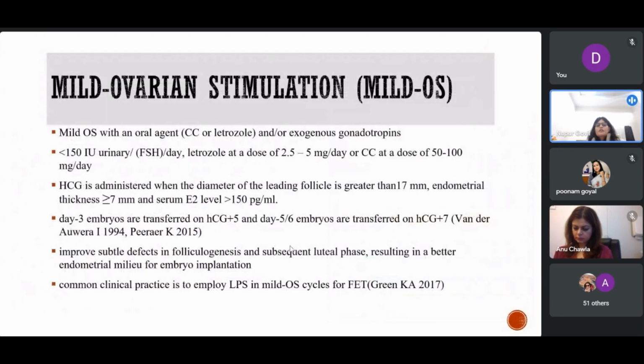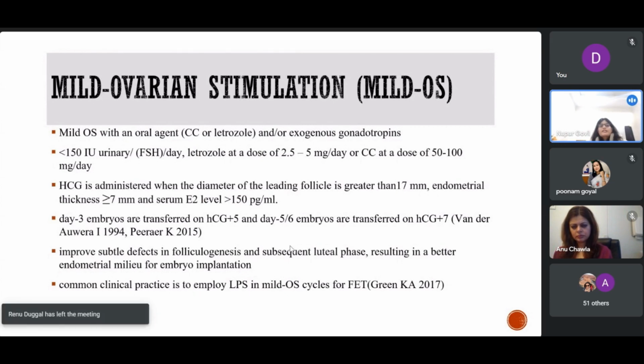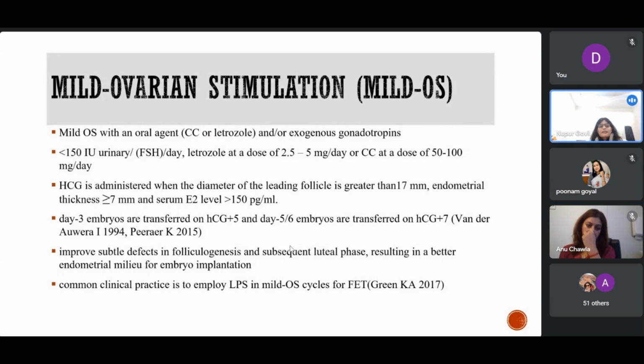Mild ovarian stimulation uses oral agents, clomiphene, letrozole, or exogenous gonadotropin. When the endometrial thickness is more than 7 mm and E2 levels are more than 150, from one study, hCG can be administered when the leading follicle is greater than 17 mm. So when we get an optimum endometrial thickness, we can plan for an hCG trigger, and it has been found to improve the pregnancy rate. It improves subtle defects in folliculogenesis and the subsequent luteal phase, resulting in a better endometrial milieu for embryo implantation. Common clinical practice is normally to give luteal phase support in mild ovarian stimulation cycles for FET.